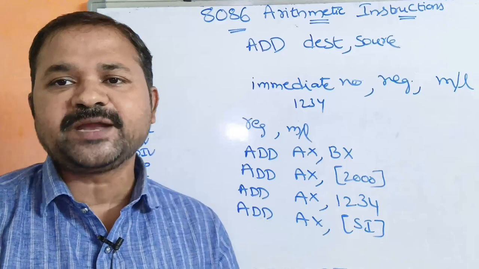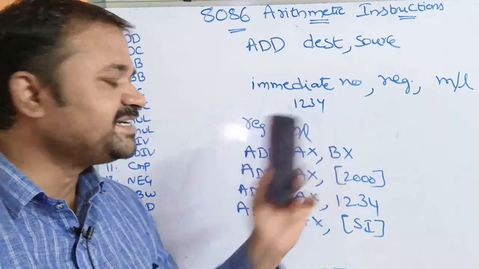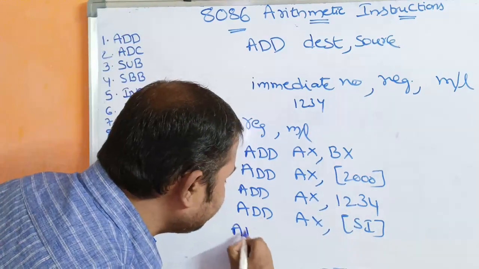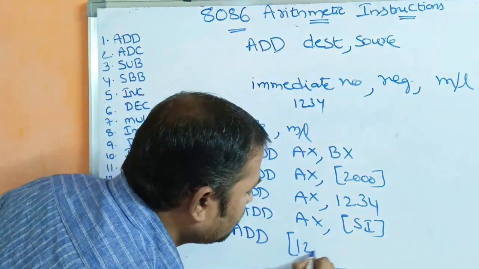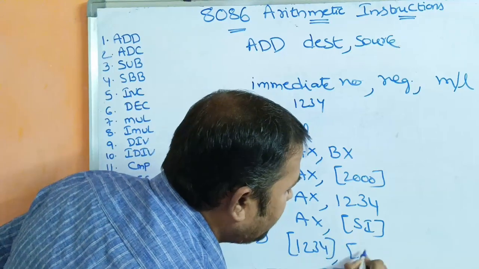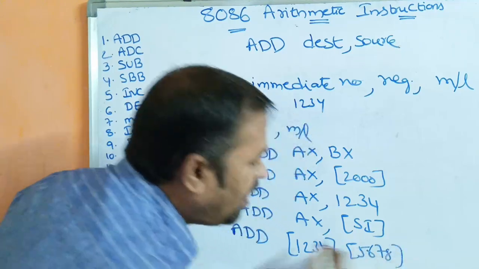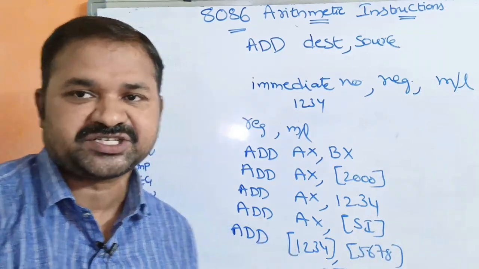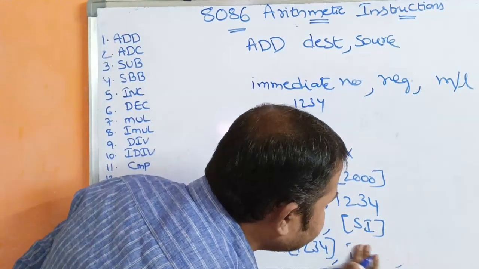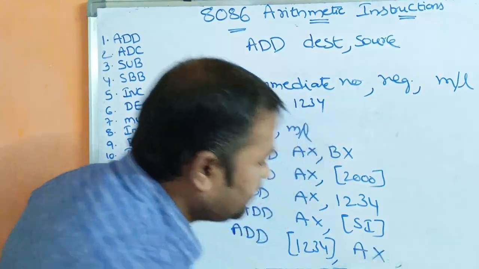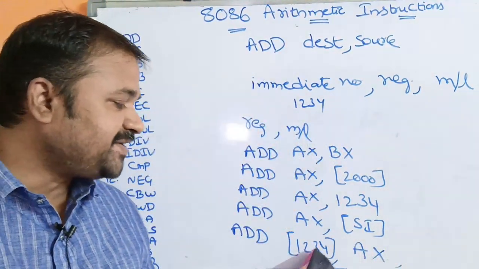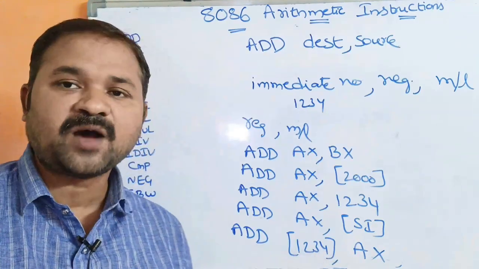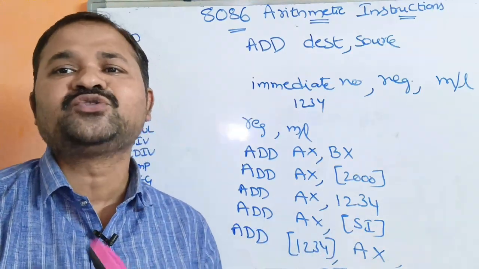Here one more important point is that source and destination cannot both be memory locations. So we can't write an instruction like this: ADD [1234], [5678]. We can't write like this. Source and destination cannot both be memory locations. If we want, we can write some register here. So AX will be added to the content of [1234]. 1234 is nothing but some address. So AX will be added to the 1234 operand and the result will be stored in 1234 only.